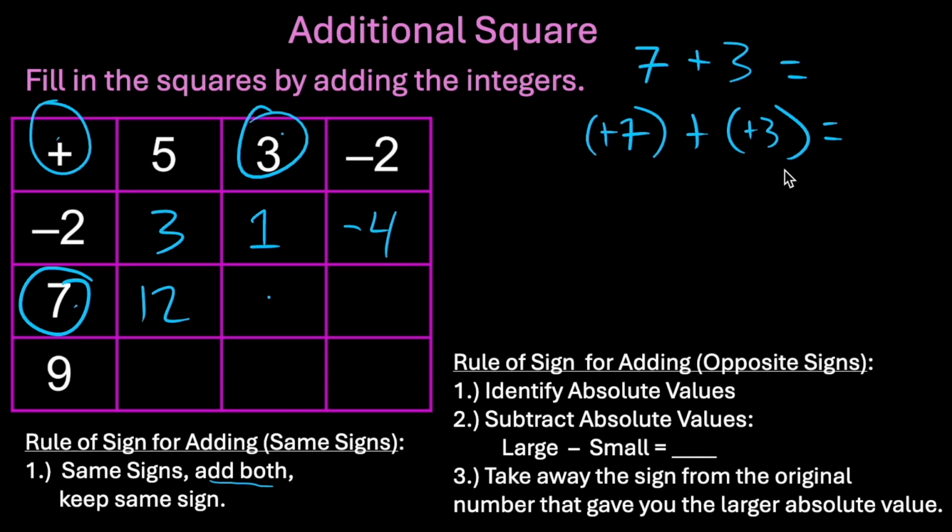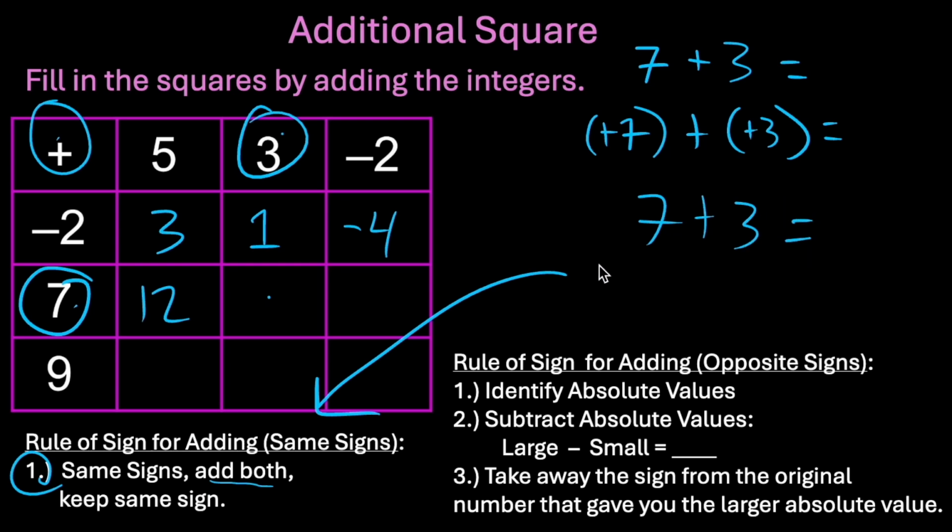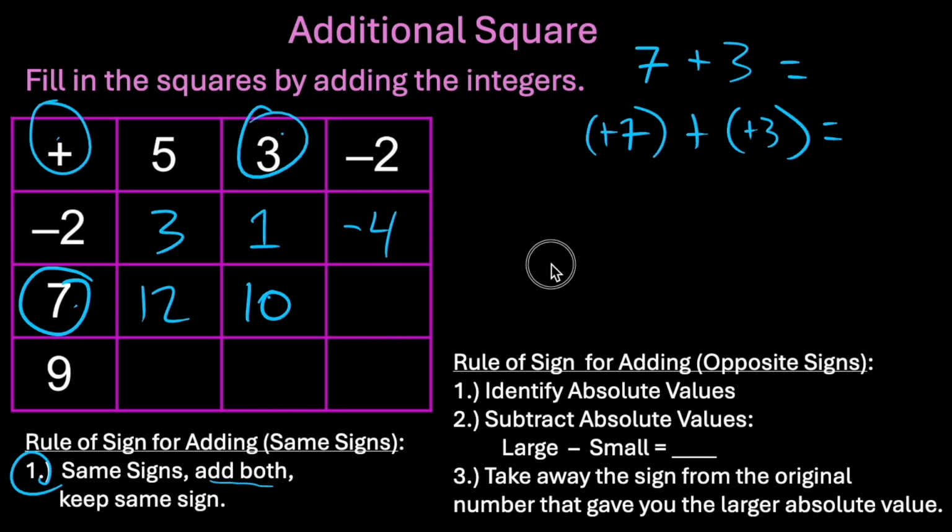All right, so we're adding two numbers with the same sign. So 7 plus 3, we're using only step 1 of the rule of sign for adding the same sign. So 7 plus 3 is 7, 8, 9, and 10. And we keep it positive because both numbers that we're adding have positive signs. They both have the same sign as positive. So 10 is the answer. There we go.